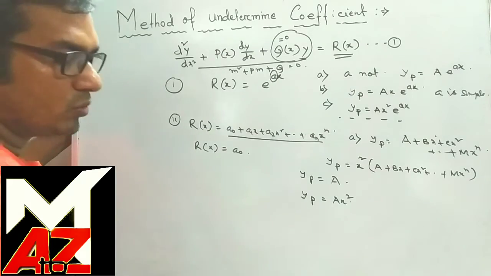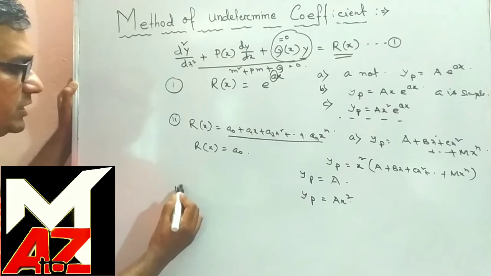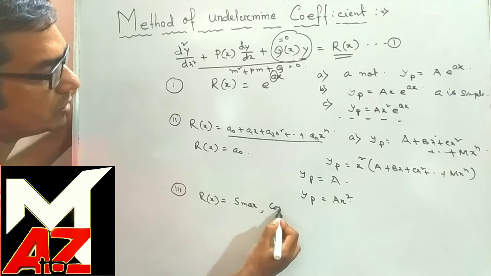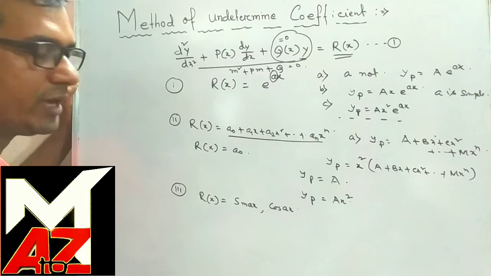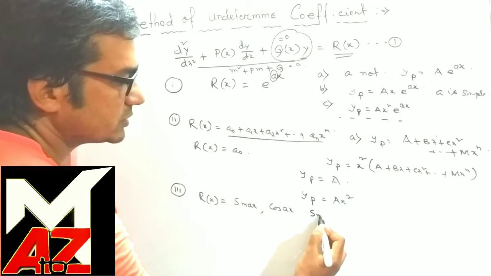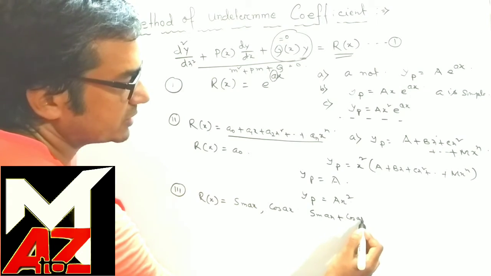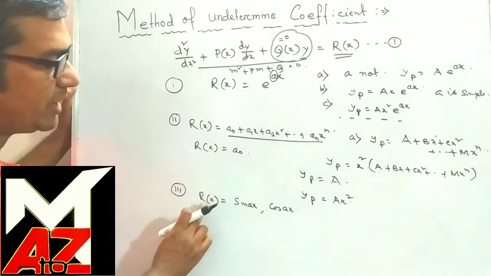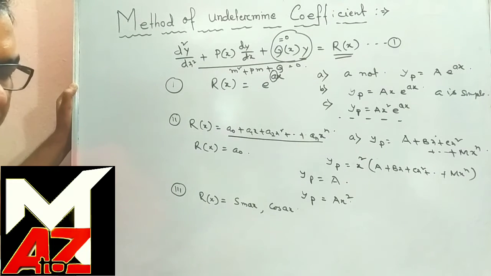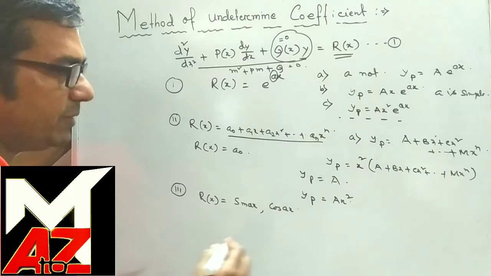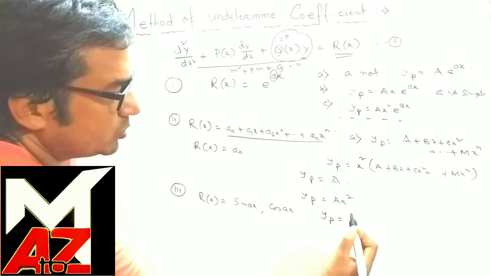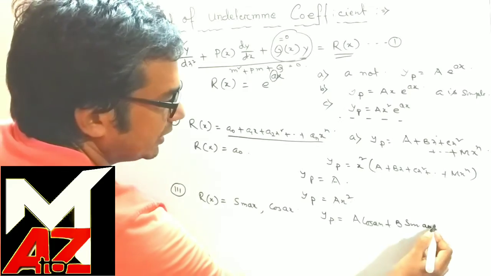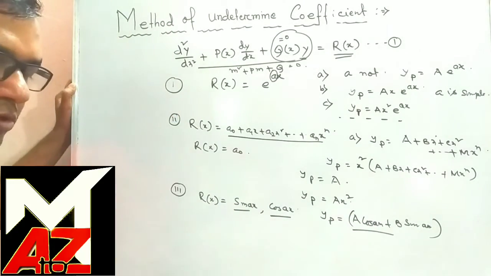Okay. Now go to the third case, case 3. If r of x is equal to sin ax or cos ax, or sin ax plus cos ax in this form, then the particular integral can be taken as yp equal to A cos ax plus B sin ax, for both cases, sin x or cos x.